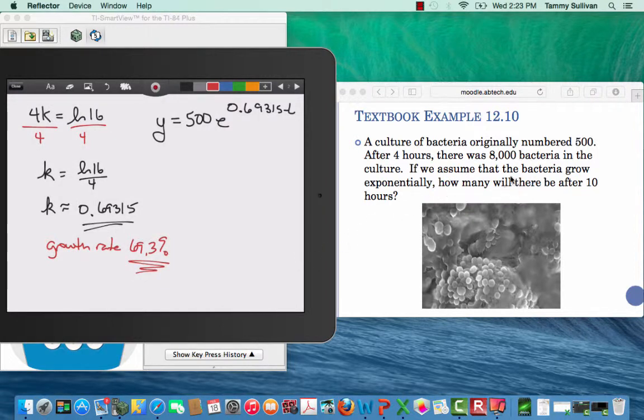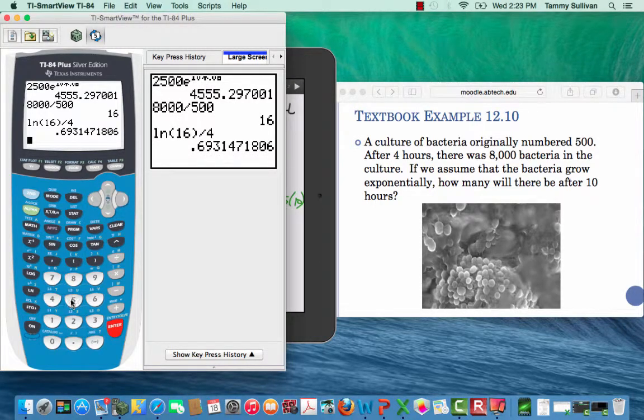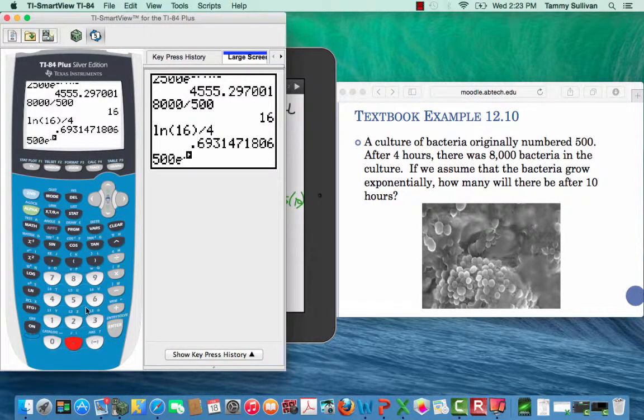It says if we assume bacterial growth, how many bacteria will there be after 10 hours? So what you're going to do here is let t equal 10, and plug it into that equation. So you have 500 e to the 0.69315 times 10, and that'll give you the approximation of the bacteria. So I'm going to have 500 e to the 0.69315 times 10.